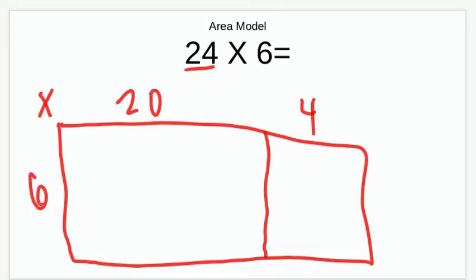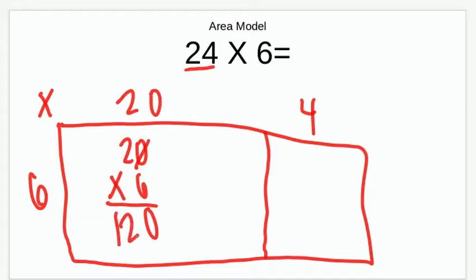So my larger section is represented by finding the area by solving 20 times 6. So 20 times 6, 6 times 0. Anytime you multiply times 0, it's going to equal 0. Zilch. Nada. So 0 is done. Then I have 6 times 2. Just 6 doubled. It's going to be 12. So 6 times 20 is 120.